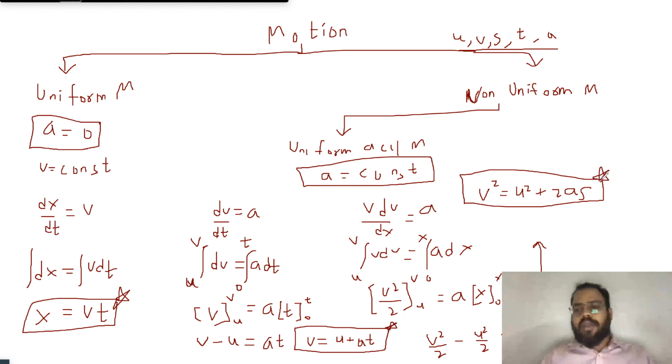The third one you get from simultaneously solving these. So I'll give you two more equations to remember so that you can solve sums faster. Equations to remember in uniform accelerated motion are, first, v is equal to u plus at. Second equation is s is equal to ut plus half a t square.